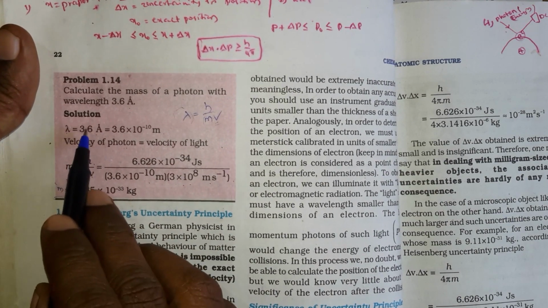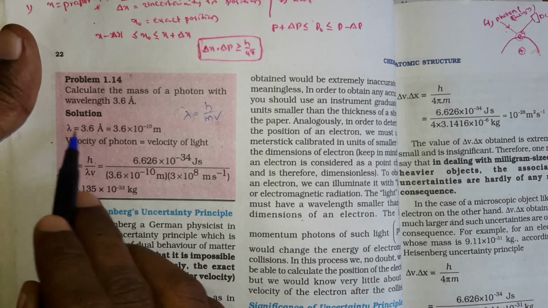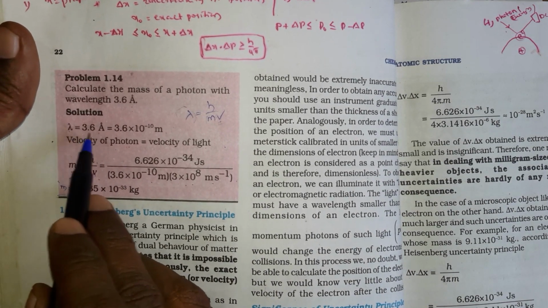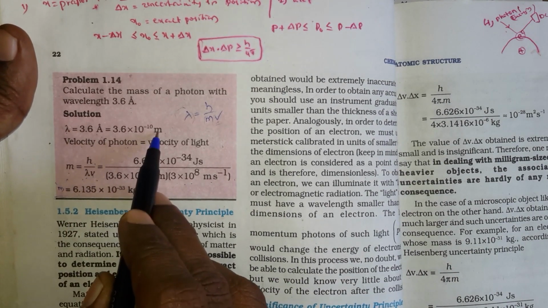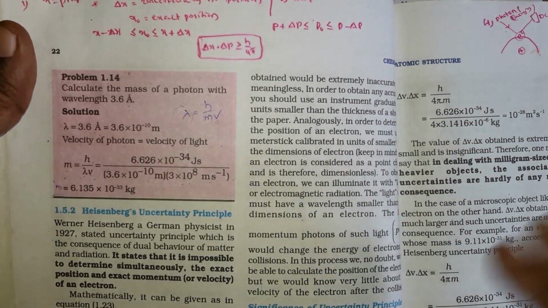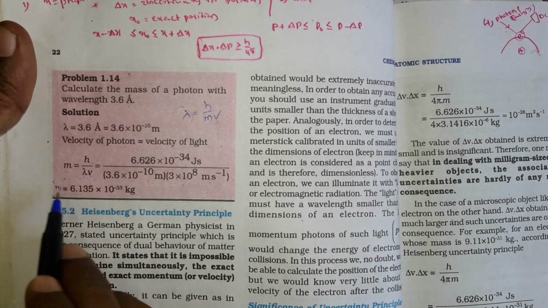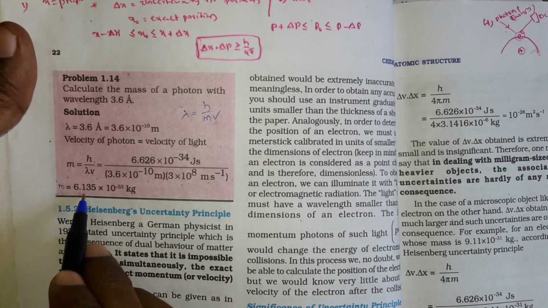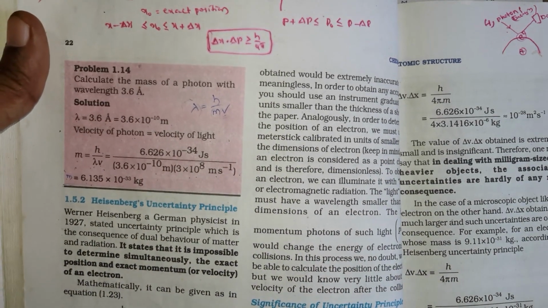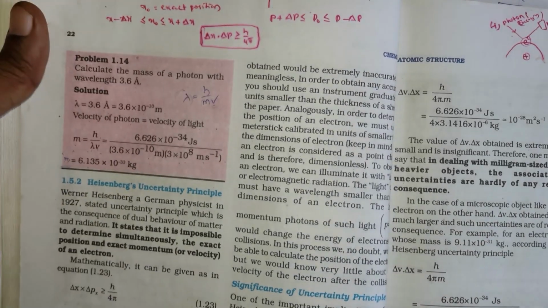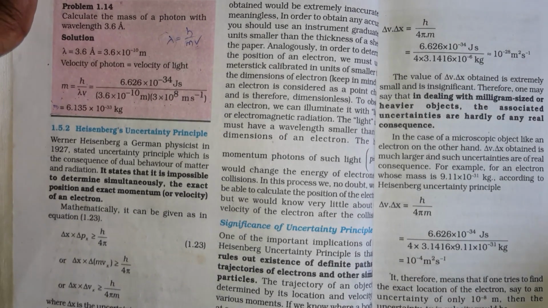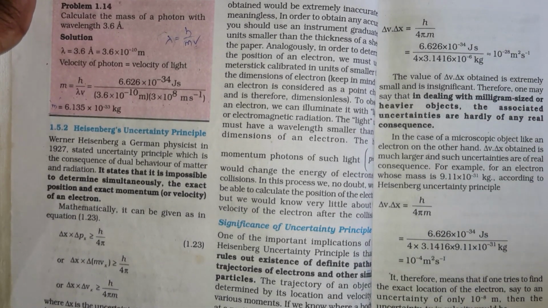And come to the lambda, that is m is equal to h by lambda v. What is the lambda? 3.6 angstroms, and convert into meters. Just you have to multiply with 10 to the power of minus 10. That's it. When you multiply that, you can get a value. The mass is 6.3135 into 10 to the power of minus 33 kg. So this is all about the problem, and in the next class we are going to see another important topic, that is the Heisenberg uncertainty principle.